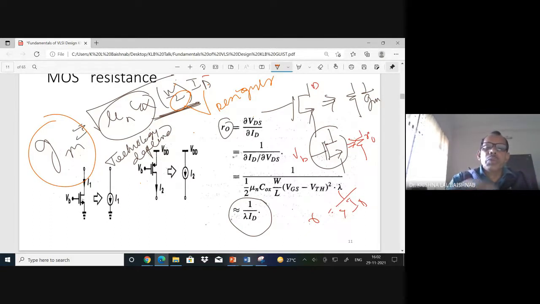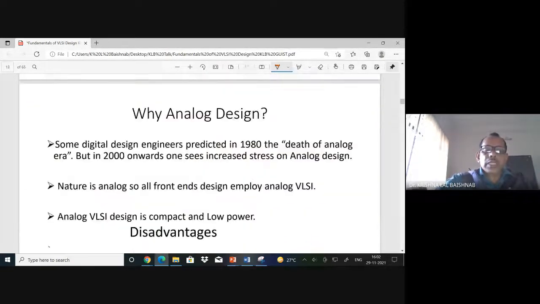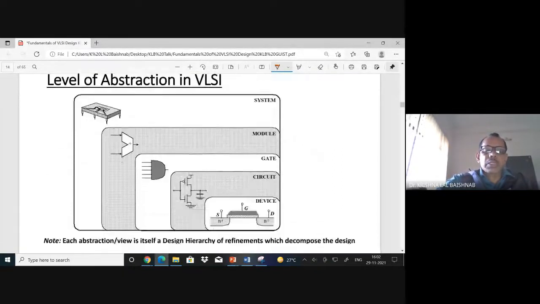But if I change W, you remember my area of the MOS will be more. The MOS will be bulky, and it will take more area and more power. So those parameter trade-offs we need to consider when designing these circuits. I already explained this advantage, so I should not say it again.